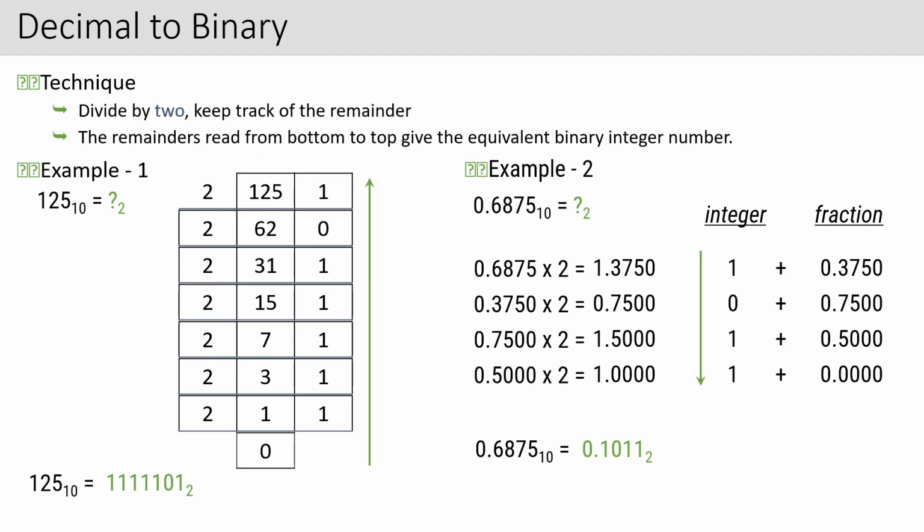Again you write the integer part and the fraction part. Keep on doing that until you get the fraction part to be 0. The moment the fraction part is 0, you stop there. But the only difference is that here, instead of bottom to top, you write from top to bottom with a point and with a 0. Okay, so this is how to convert a decimal number to a binary number.